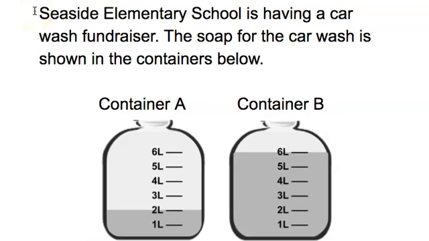It says, Seaside Elementary School is having a car wash fundraiser. The soap for the car wash is shown in the containers below. Here's container A, and it has 2 liters of soap. And here's container B. It has 6 liters of soap. What are some mathematical questions we can ask based on this information?